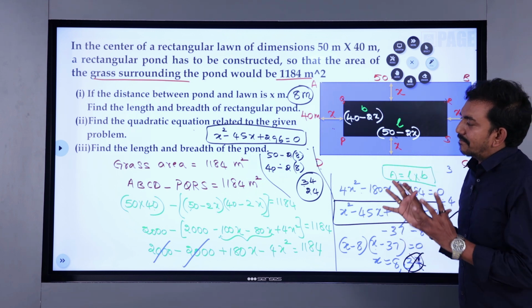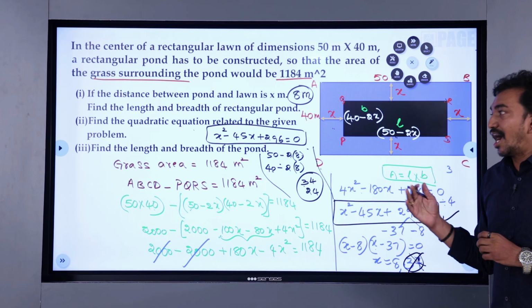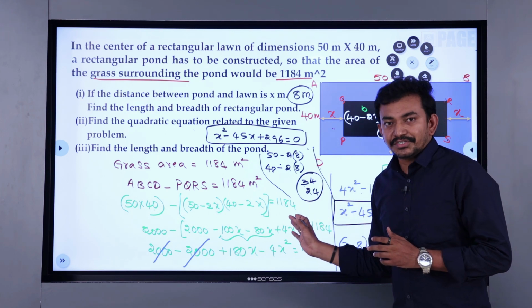So this is one of the very good questions that you can see in most of the board exams. This is how you can solve it. That's all about this question. Thank you so much.